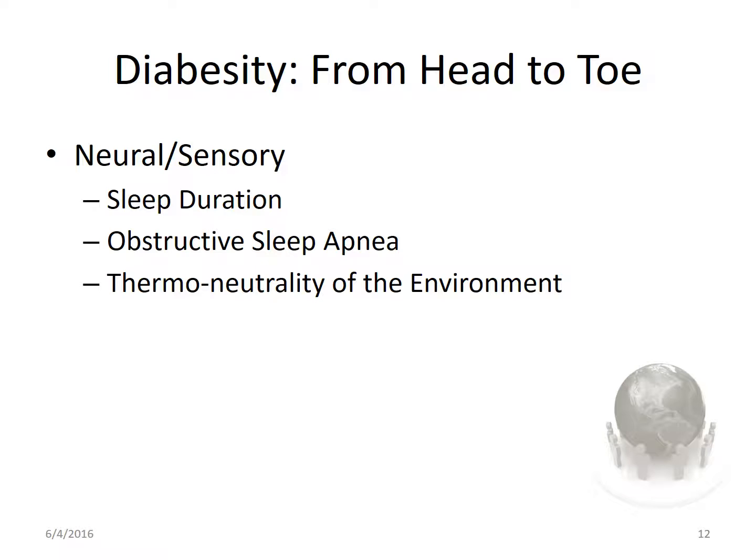Many resources have discussed obstructive sleep apnea and its effects on obesity and insulin resistance, and possibly the development of type 2 diabetes, which equals obesity.